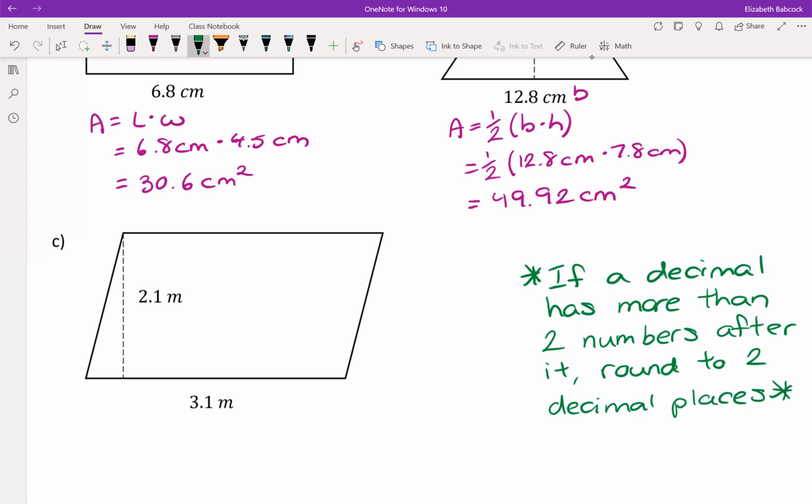Okay, so it is there in writing as well. If the decimal has more than 2 numbers after it, round to 2 decimal places.